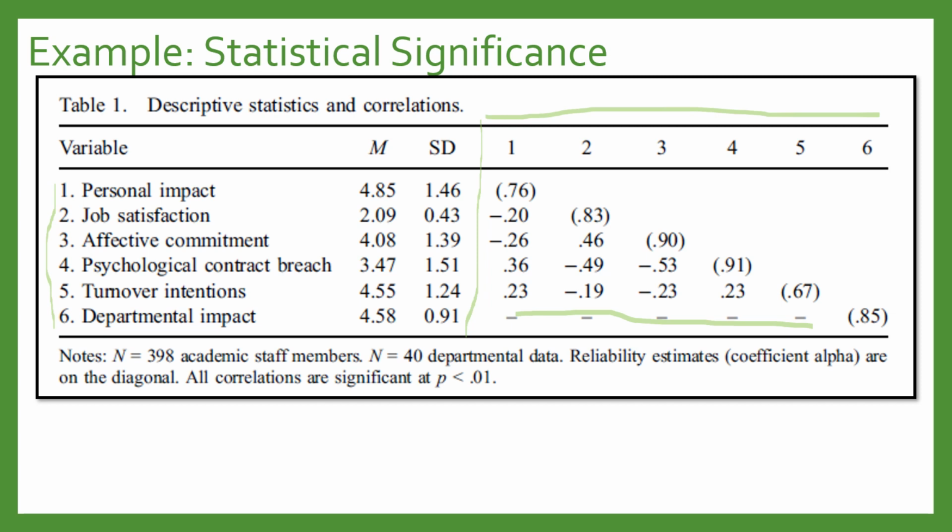And my hypothesis is that those who are more satisfied will tend to have fewer turnover intentions, right? They don't want to quit. So I'm expecting a negative relationship. Let's see if that's what we got. So we're looking at variable 2, job satisfaction, and variable 5, turnover intentions.